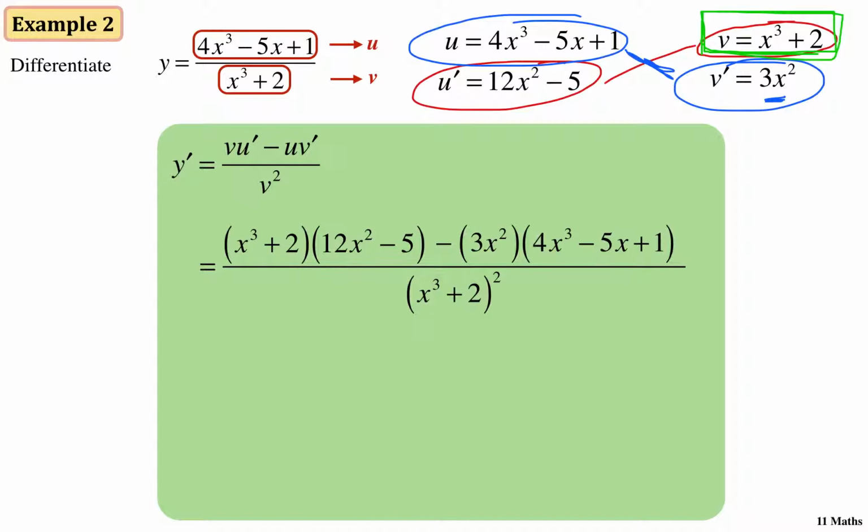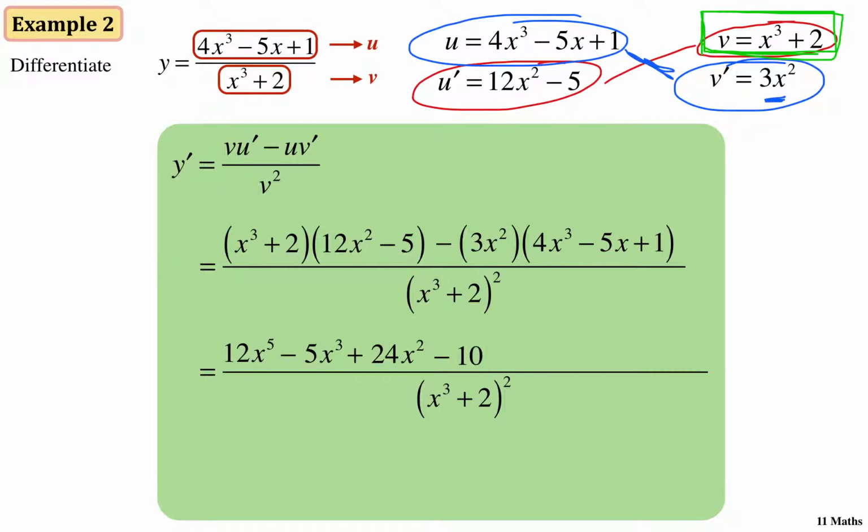Over on this side, minus 3x squared times 4x cubed gives minus 12x to the power of 5. For the powers, you've got to plus the powers, remember. When you're multiplying indices, you plus the powers if they have the same base. Next part will be minus 3x squared times minus 5x. Minus times the minus gives a plus 15x cubed. And the last part, minus 3x squared times 1 becomes minus 3x squared. So let's just go over that again, and we'll get each part multiplied out. And there's our answer.